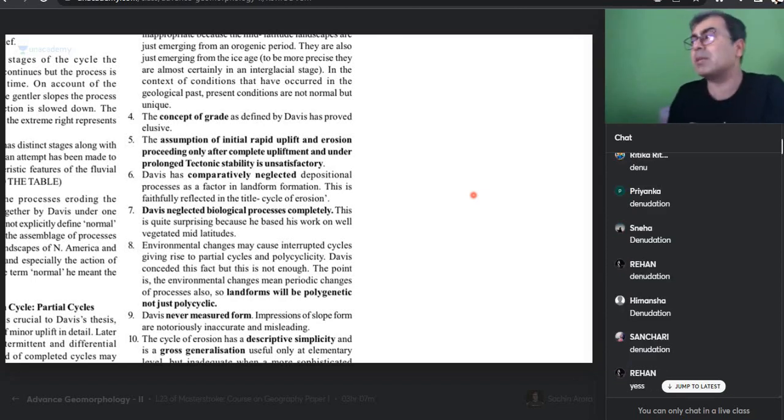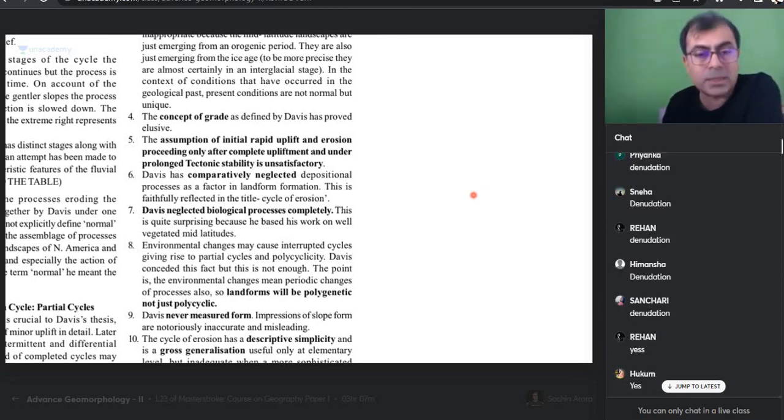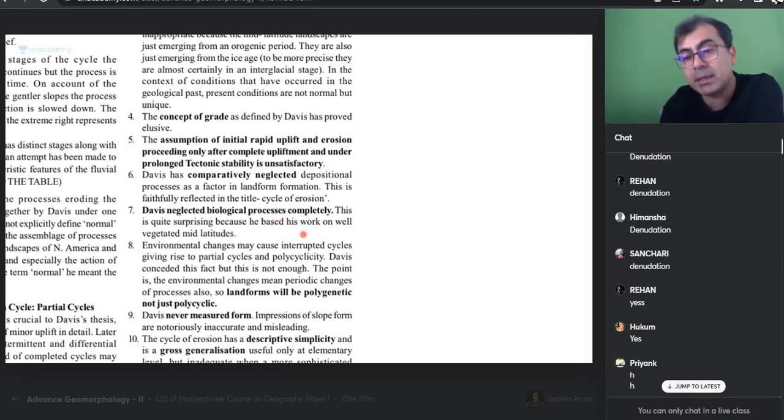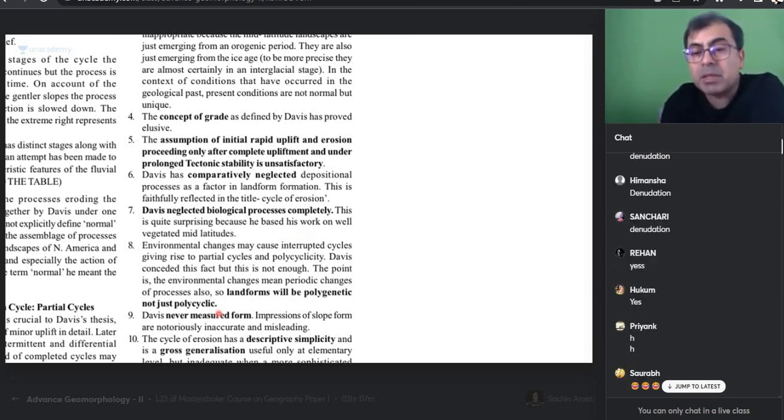So some people have said the very fact that he chooses to call it normal cycle of erosion shows that somewhere in his mind he's focused more on erosion. Davis neglects biological processes. Please, Davis neglected all processes. He said normal, so biological will be included. Davis never measured anything.